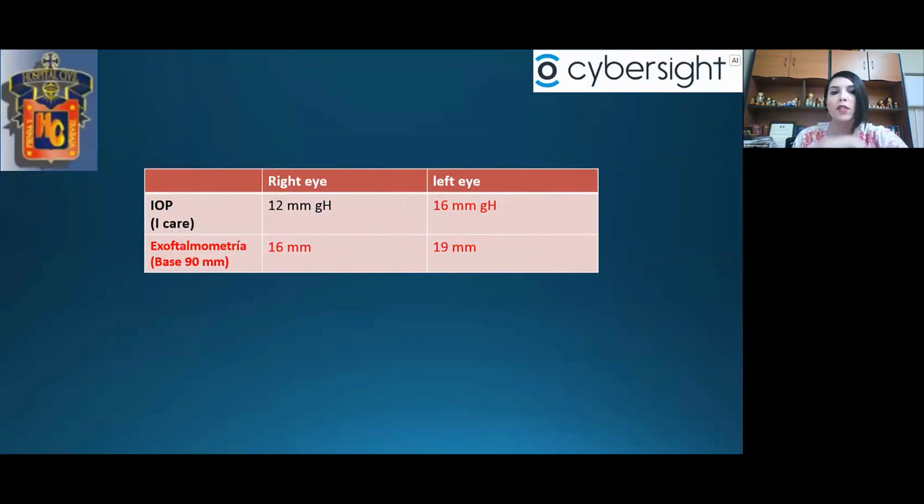So we continue with the exploration. The intraocular pressure is about 12 millimeters in the right eye, 16 millimeters in the left, taken with iCare. In the exophthalmometry, we have 16 millimeters in the right eye, 19 millimeters in the left eye. So we have an important difference here.